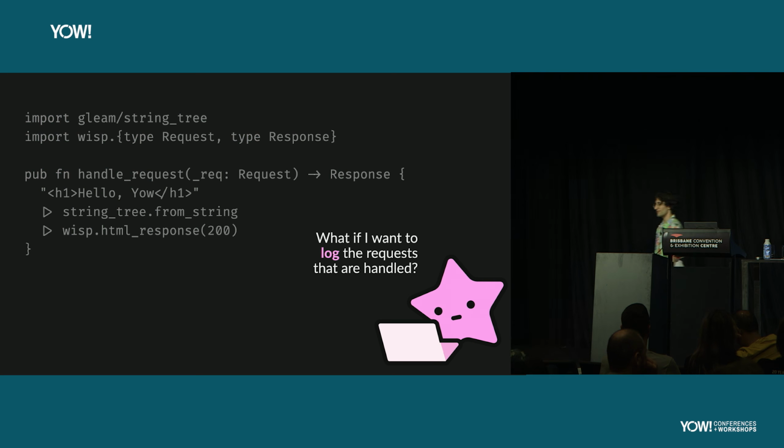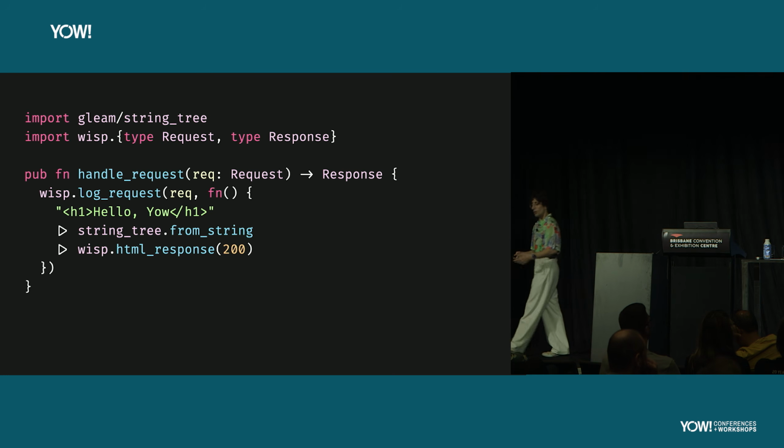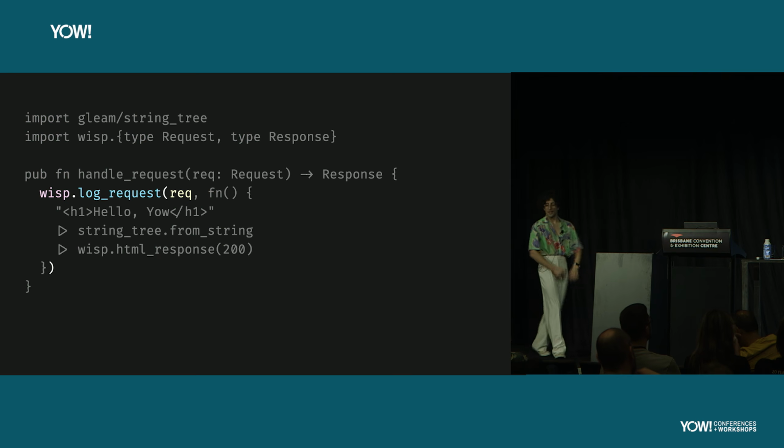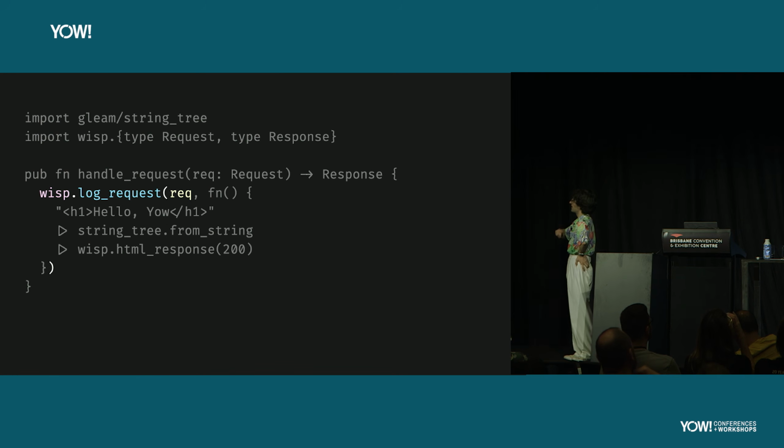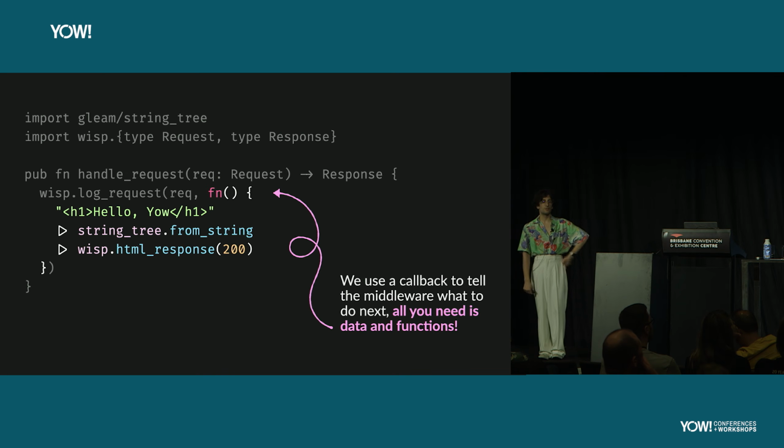So far, so good, but what if we want logging? Of course, any serious server has to do that. And again, we do not want to stray from this idea of just using functions. In Wisp, that is another function. We call that middleware because it's adding some capabilities to our request handler. In this case, we are calling the built-in log request function of the Wisp library. We pass in the request that we want to be logged, and then we pass it a callback to tell it what to do next after logging the request. It has to build the response we are going to be sending back to the client.